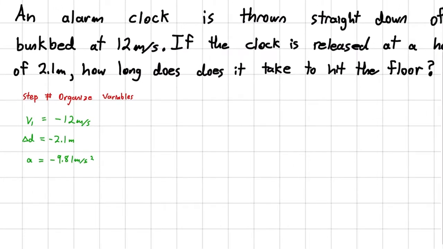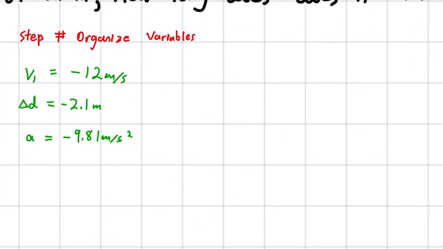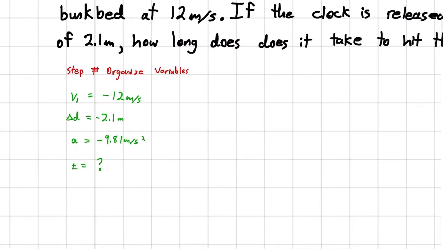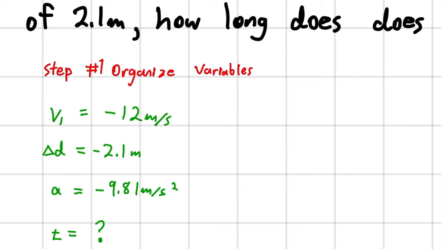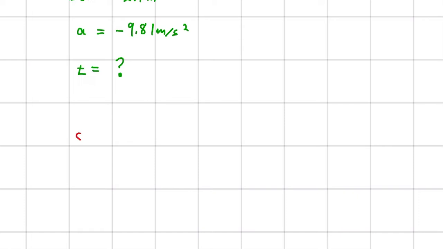And then our fourth variable, which is going to be our unknown, is how long does it take to hit the floor? So how long, that is units of time. So we have our unknown variable, that's time. I forgot to put the number 1 on step 1. I apologize. Moving on to step 2 now. Step 2 is to choose an equation.